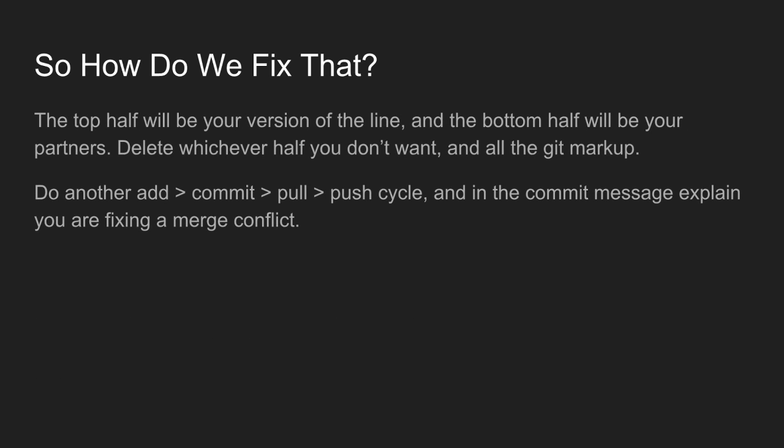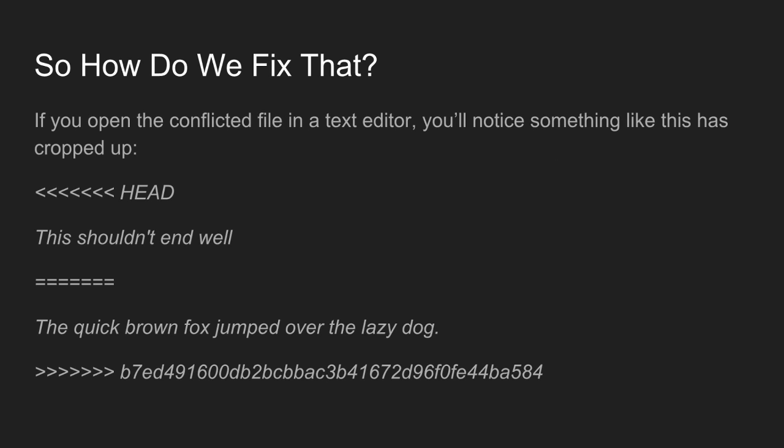All you want to do is delete all the stuff that you don't want to keep. You just need to choose which one of these versions you actually want, and then delete all the other stuff except for that one line you want to keep. So if I decided the quick brown fox jumped over the lazy dog is the correct version of this line, then I'm going to delete HEAD, I'm going to delete the equal signs, I'm going to delete this long garbage down here, and I'm just going to leave the quick brown fox jumped over the lazy dog.